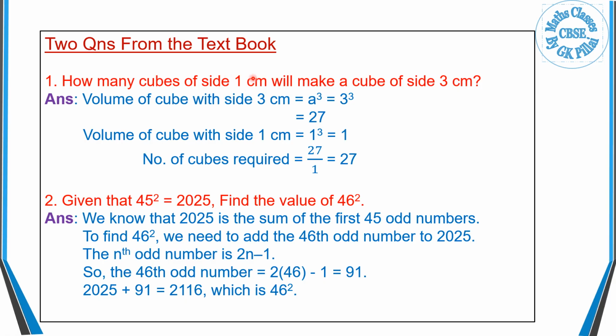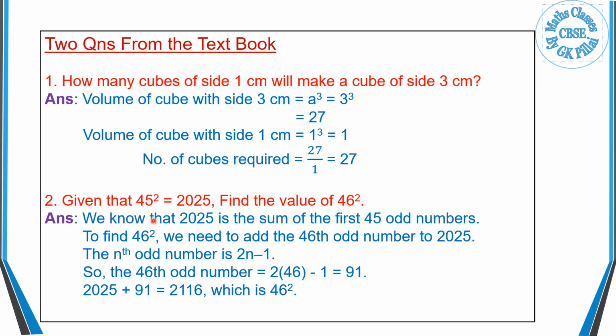I have taken two questions from within the textbook. These are a certain type of questions given in the textbook. How many cubes of side 1 centimeter will make a cube of side 3 centimeter? In the mensuration part, you get this type of questions. Volume of cube with side 3 centimeter will be 3 into 3 into 3, 27. And the volume of the small cubes of side 1 centimeter will be 1 cube, that is 1. So the number of cubes that is required will be 27 divided by 1, 27. There can be 27 cubes.